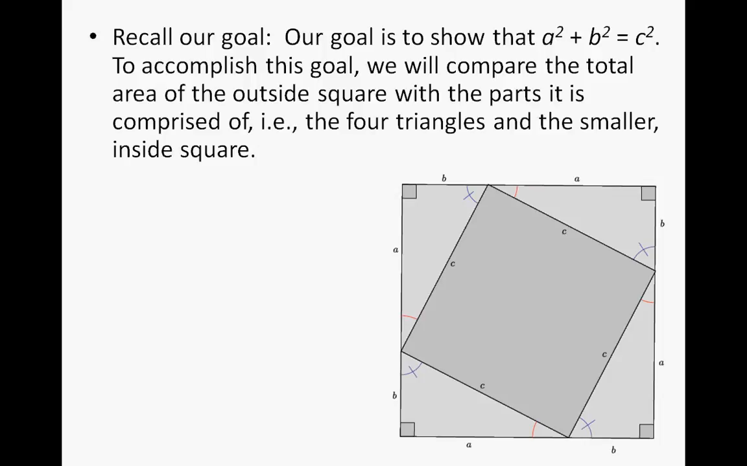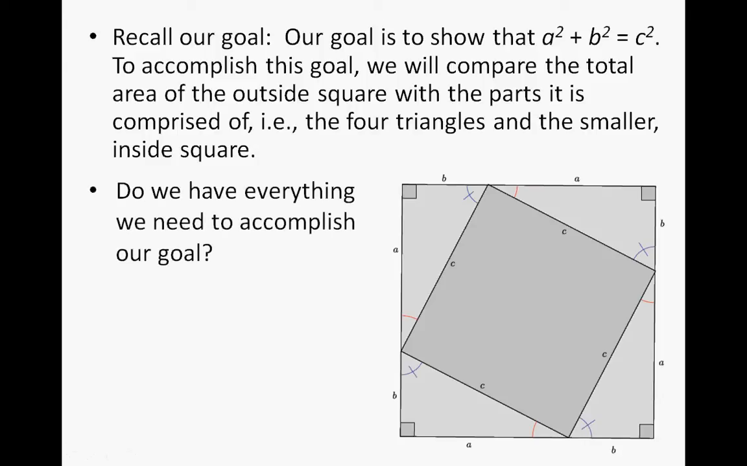So let's go back to our goal. We want to show that A squared plus B squared equals C squared. What we're going to need to do is compare the total area of the outside square, so this whole area. We want to compare that to the sum of its parts. So the parts of this area is 4 triangles and a smaller square.